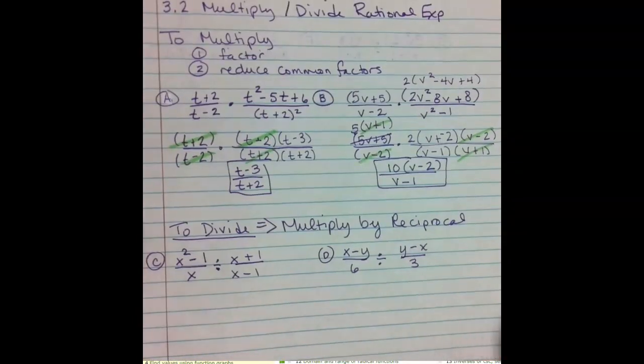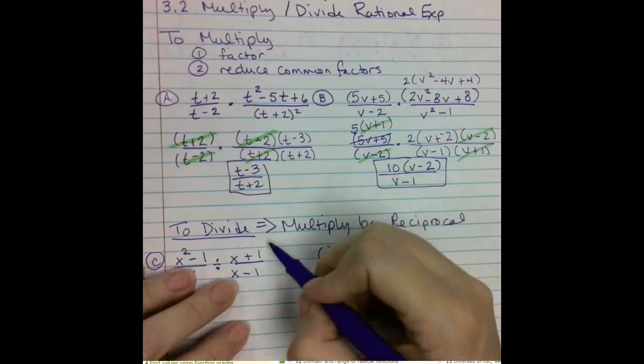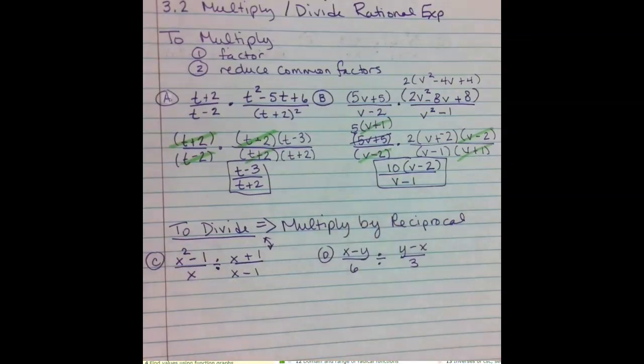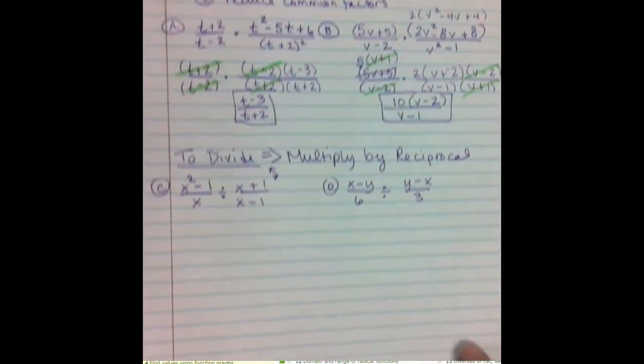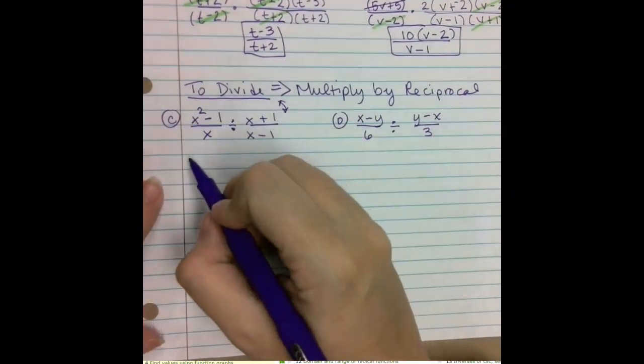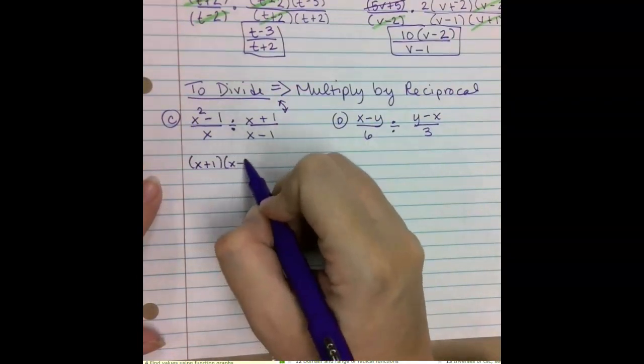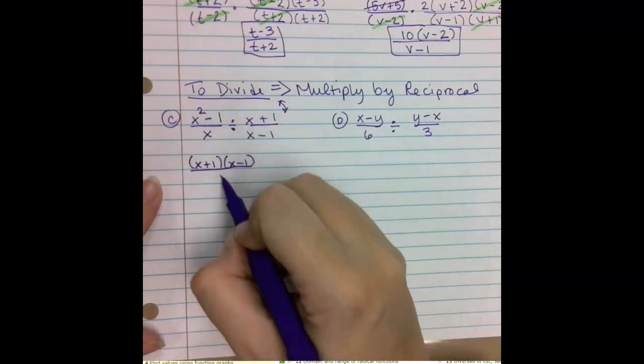Okay, and now we're going to divide. And the nice thing about dividing is it's exactly like multiplying, except I'm going to multiply times the reciprocal of the second one. So I'm going to flip the second one over. Other than that, it's the same. So I'm going to start by factoring just like I did before. So this top one will factor, difference of perfect squares: x plus 1, x minus 1, and then that's an x.